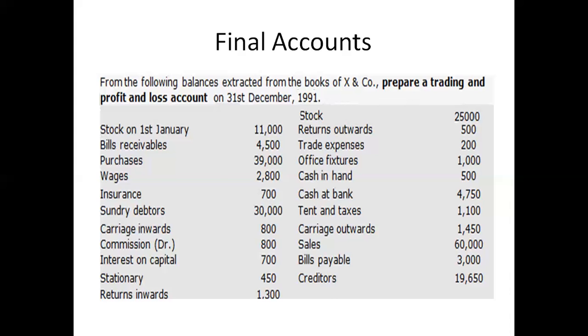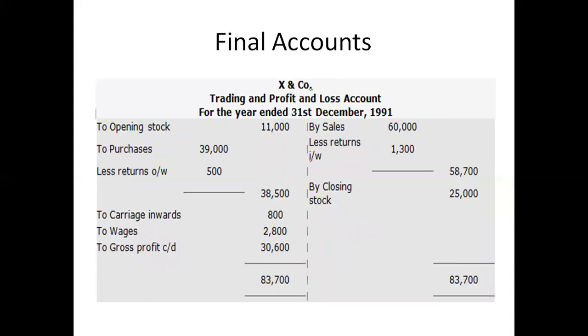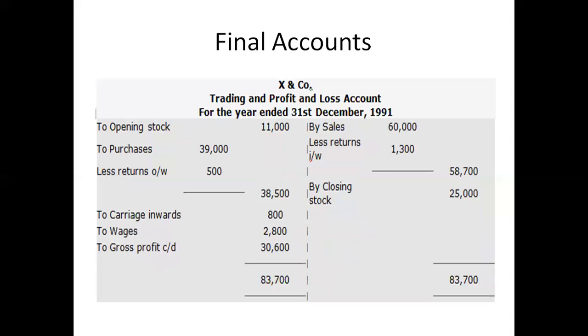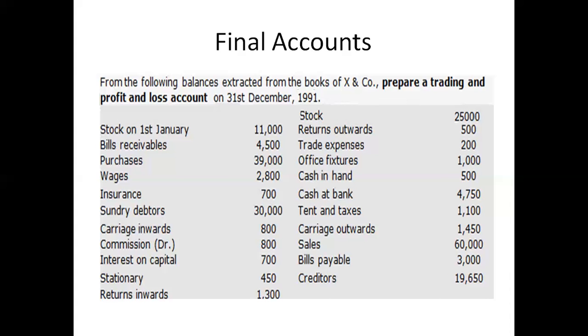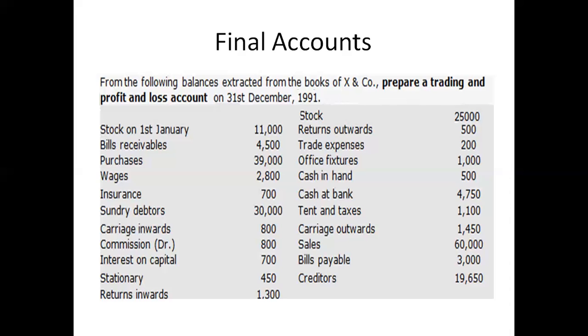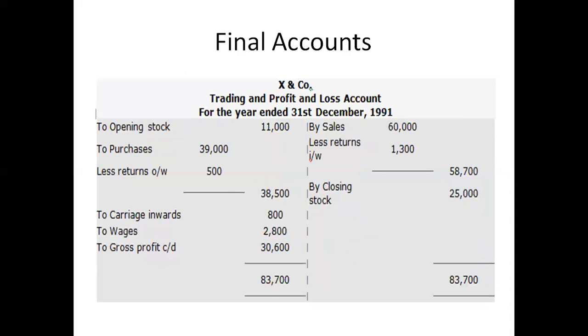Opening stock on 1st January 11,000. Closing stock is 25,000. You can see on top closing stock as 25,000. Now we have purchases 39,000, less returns outwards 500. Just below the figure of 25,000 we have 500. So we have 39,000 minus 500, we have 38,500.